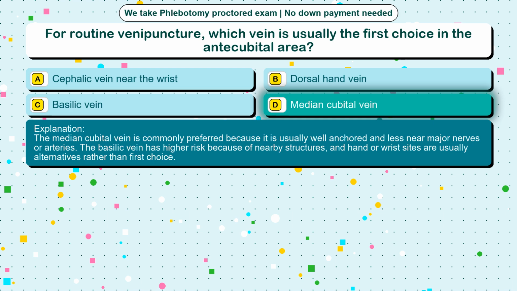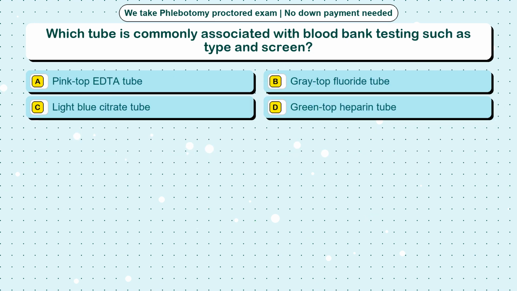The median cubital vein is commonly preferred because it is usually well anchored and less near major nerves or arteries. The basilic vein has higher risk because of nearby structures, and hand or wrist sites are usually alternatives rather than first choice. Question 34. Which tube is commonly associated with blood bank testing such as type and screen?